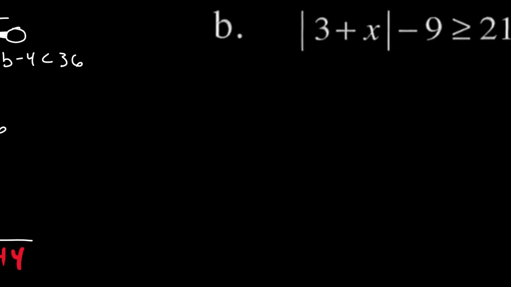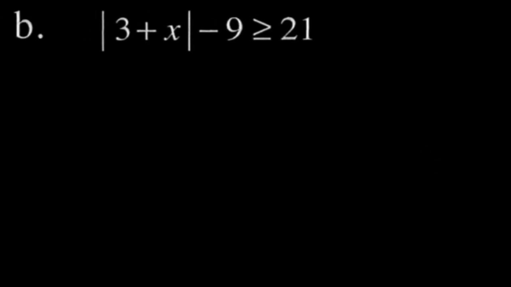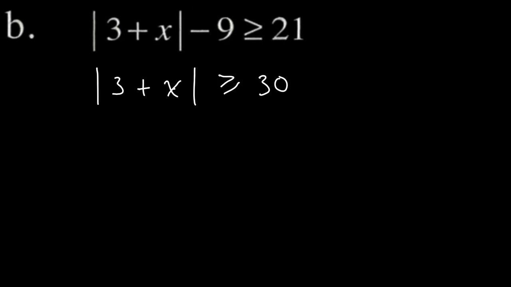All right, so let's take a look at part B. Part B does not have an absolute value by itself. It says the absolute value of 3 plus x, and then minus 9, is greater than or equal to 21. Whenever I see this, the first thing I'm always going to do is isolate the absolute value, get it all by itself. So I'm just going to add 9 to both sides. So this is going to become the absolute value of 3 plus x is more than or equal to the number 30.